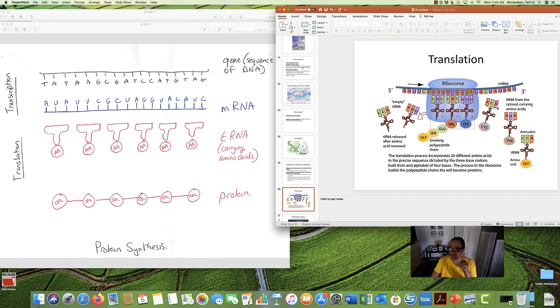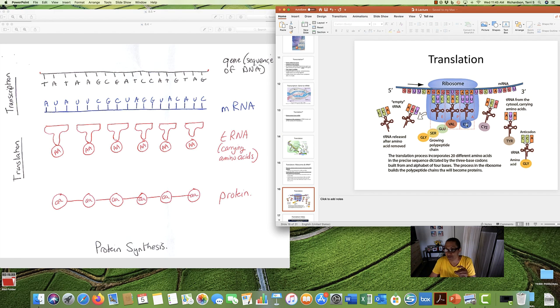And what happens is the anticodon from the tRNA parks in this docking site and checks that the nucleotides on the mRNA are complementary. A to U, A to U, A to U. Oh, we got a good complement here.